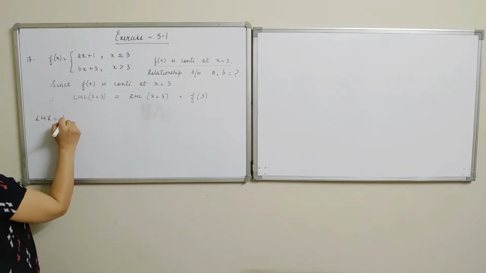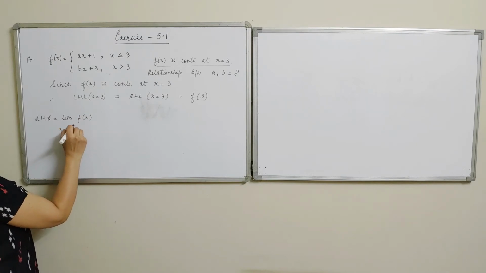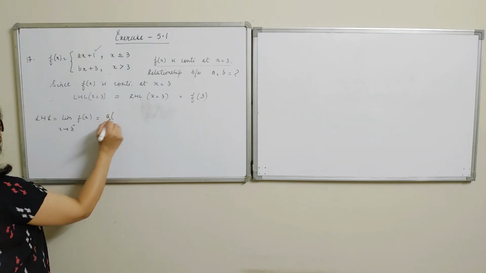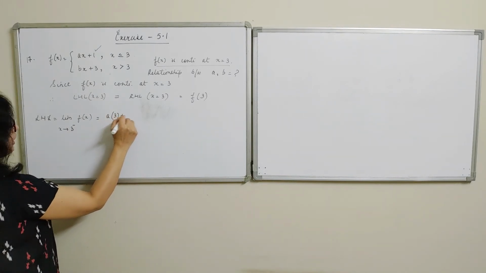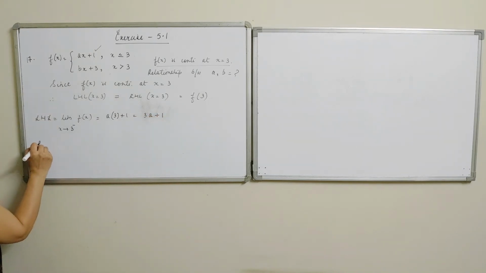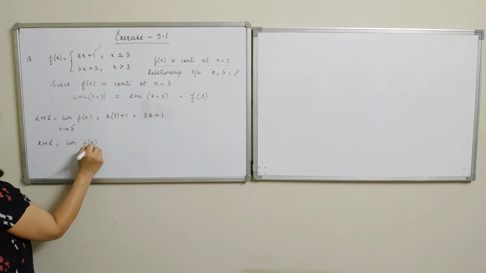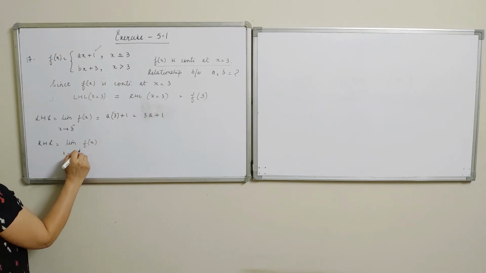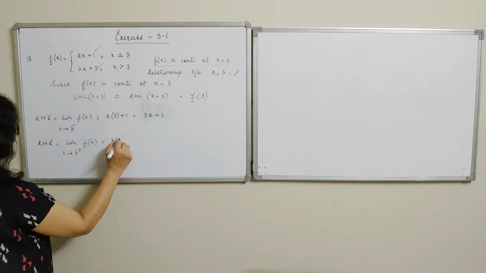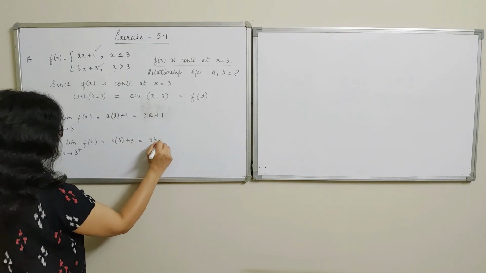LHL, that means limit of the function when x tends to 3 minus, less than 3. This is our function. So by direct substitution, x is 3 and left hand limit turns out to be 3a plus 1. Then right hand limit, the limit of the function when x tends to 3 plus, greater than 3. This is the function. Once again, directly substituting x as 3, the value is 3b plus 3.